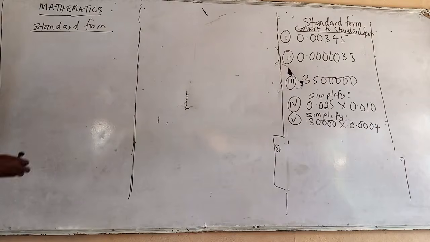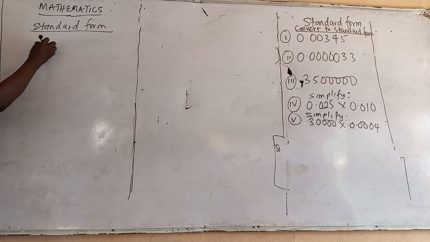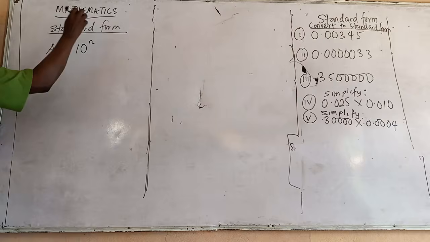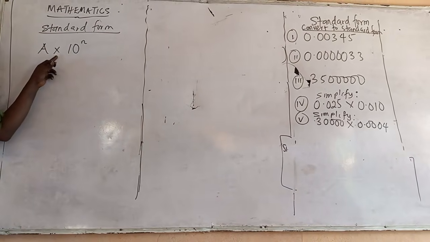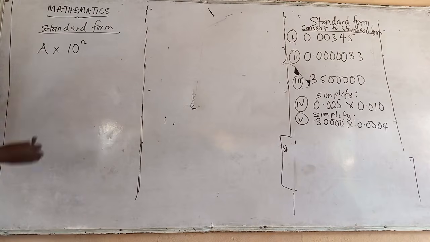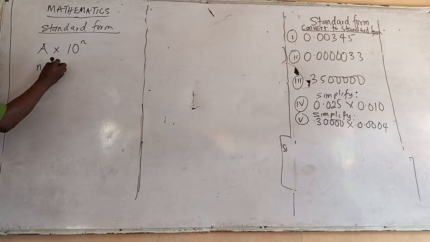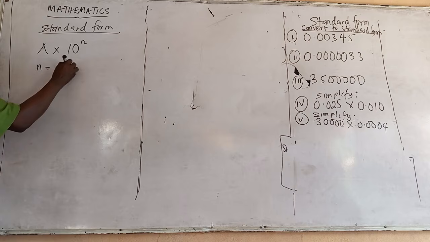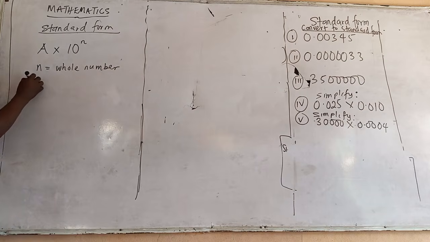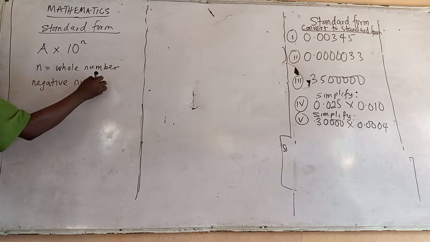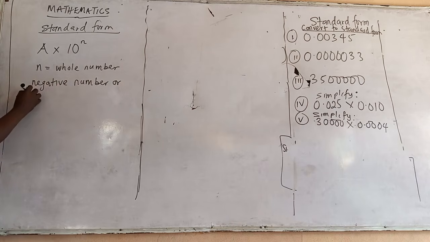Now, hello guys. We have A times 10 raised by N as the standard form. It is written like this. Now, this N can be negative, can also be positive. It must be a whole number. It can be a negative whole number or a positive whole number.